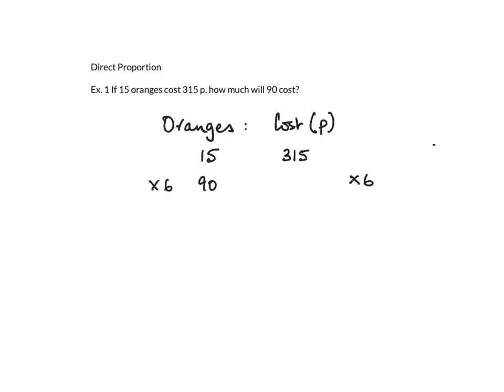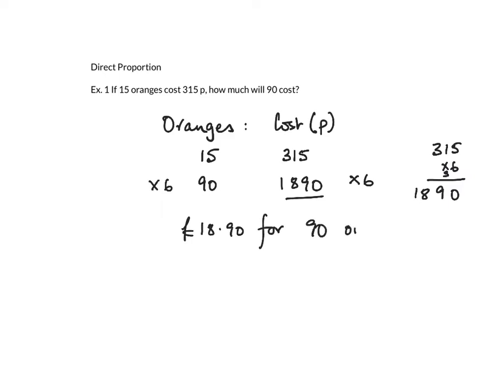So 315 times 6, 6 5s are 30, put down 0, carry 3. 6 1s are 6 and 3 is 9, and 6 3s are 18. So 1890 pence, or £18 and 90 pence for 90 oranges.